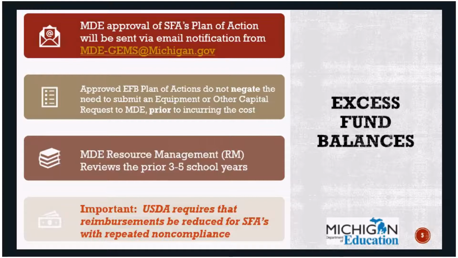Failure to receive prior approval of an equipment request could result in unallowable costs requiring the general fund to restore the nonprofit school food service account for those purchases. Also, it is very important for SFAs to know that the USDA does require that federal reimbursements be reduced for SFAs that do not maintain an allowable fund balance. This is not something our office enforces currently. However, we are setting the stage to pursue further fiscal action for repeat excess fund balance findings going forward.